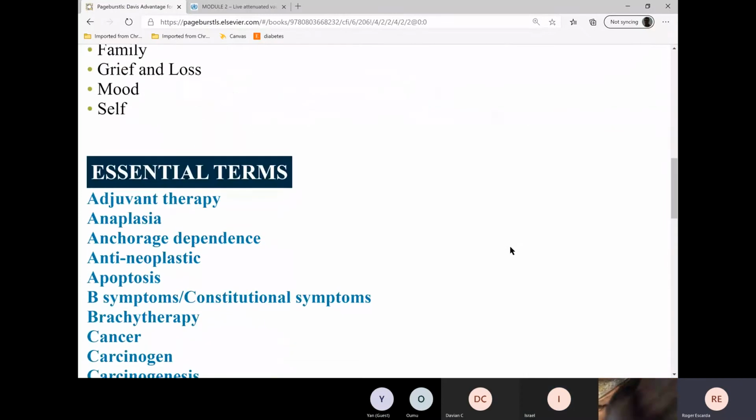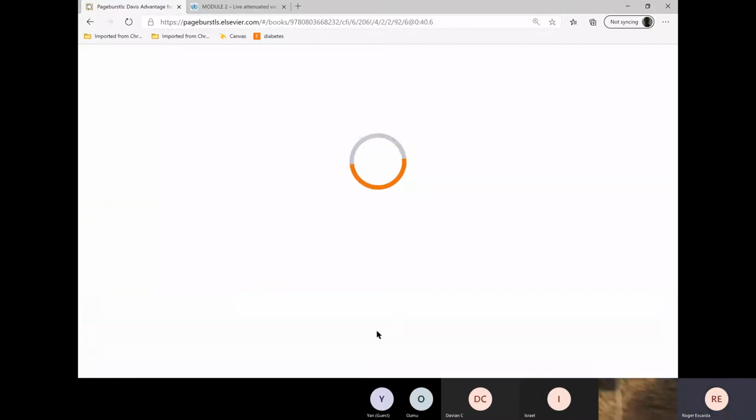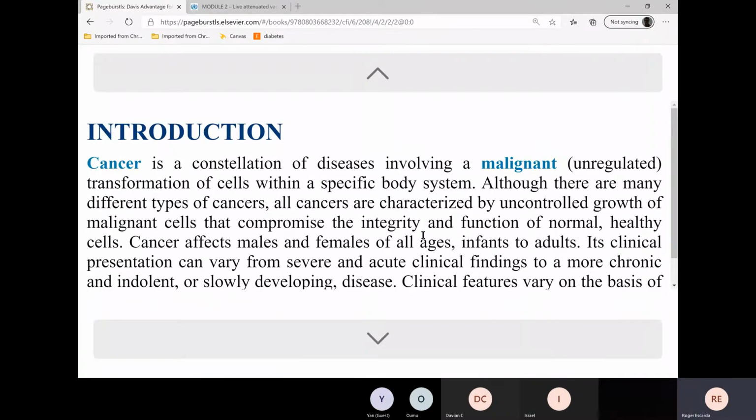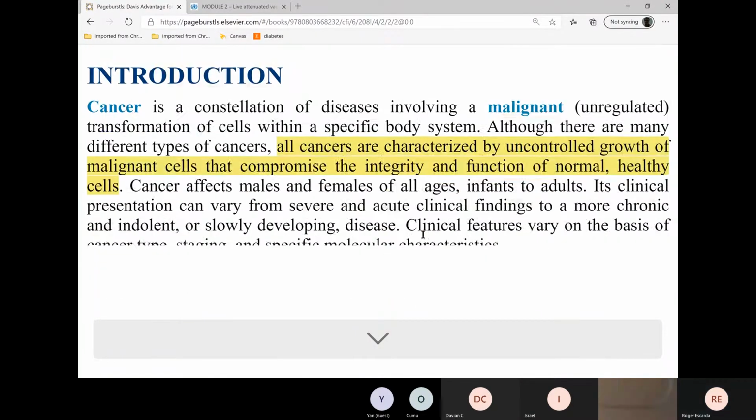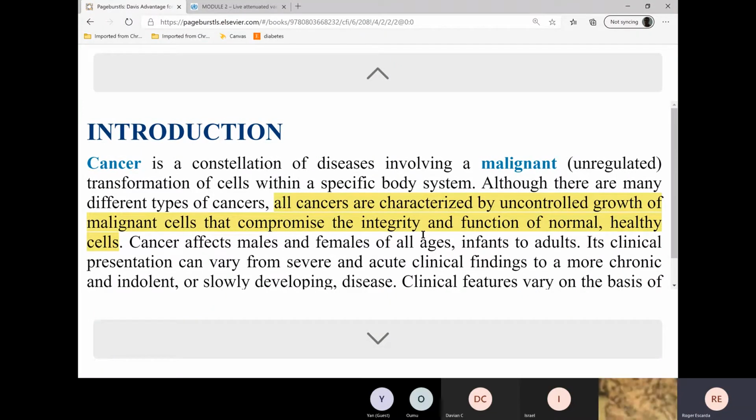Yeah. Okay, let's begin with cancer. Part of the objectives is to distinguish between benign and malignant tumors or cancer. Regardless of the type, they have one thing in common. Regardless if we're talking about blood cancer or a solid organ cancer, all of them have one characteristic, which is uncontrolled growth, and as a result of that, they will interfere with the function of the normal cells growing around them.